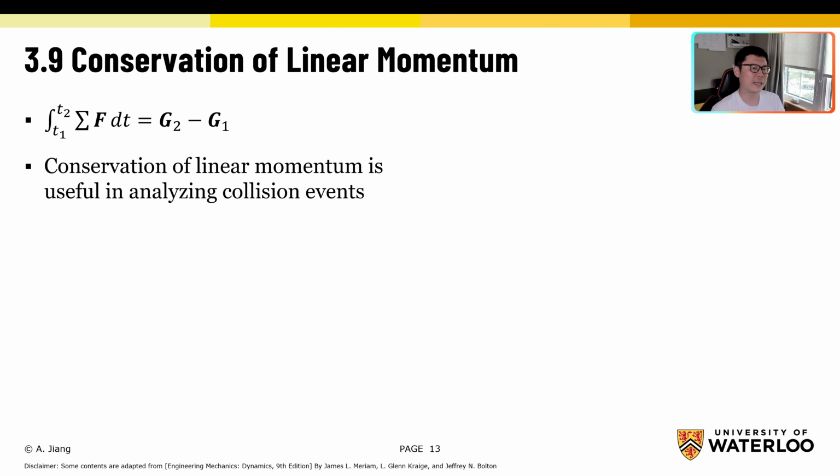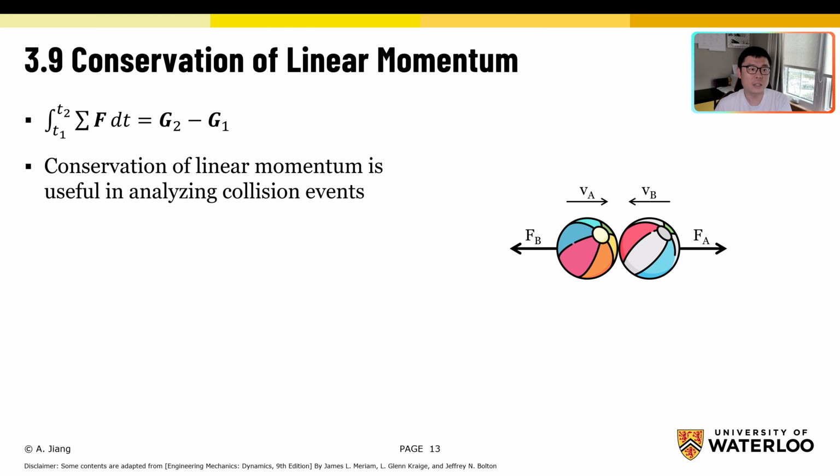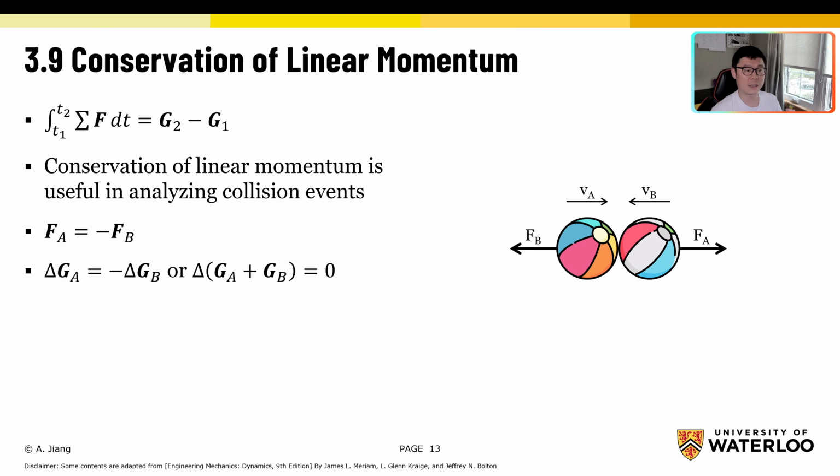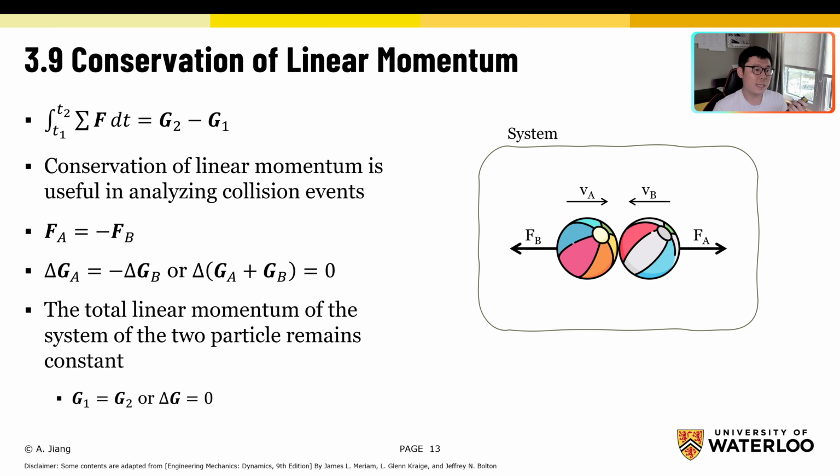Conservation of linear momentum is especially useful when considering collisions. Looking at these two objects that collide with each other, based on Newton's third law, the forces acting on them are equal in magnitude and opposite in direction. Therefore, we can look at these two bars as a whole system, and within this whole system, the total linear momentum is conserved. So we can use G1 equals G2 to do the calculation.